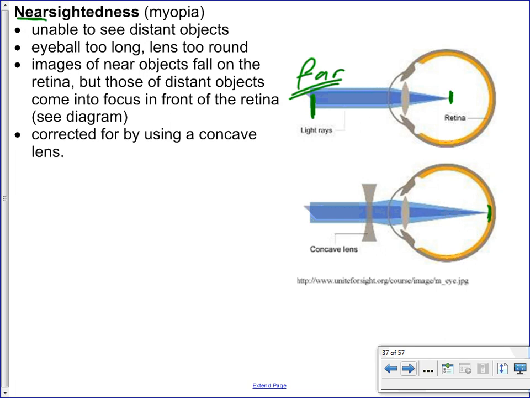So what's the problem if someone is nearsighted? Well, they cannot see objects that are far away, at least not that well. The problem is that, well, possibly the eyeball is actually too long.